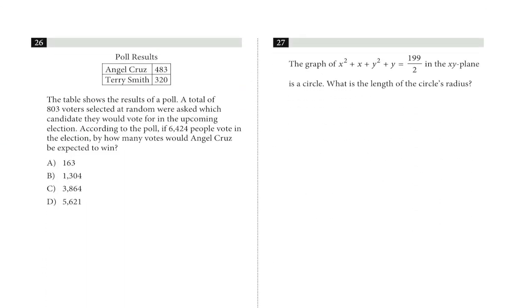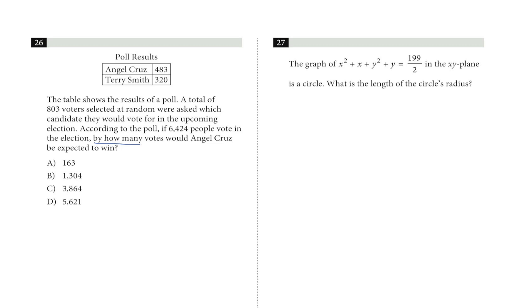All right, number 26. The table shows the result of a poll. A total of 803 voters selected at random were asked which candidate they would vote for in the upcoming election. According to the poll, if 6,424 people vote in the election, by how many votes would Angel Cruz be expected to win? I'm underlining that because so many people misread that. They're not asking how many votes would Angel Cruz get. They're asking by how many votes would he or she be expected to win.